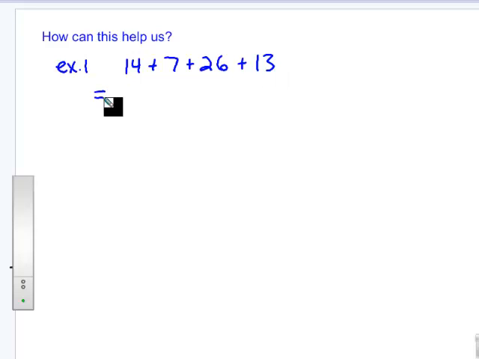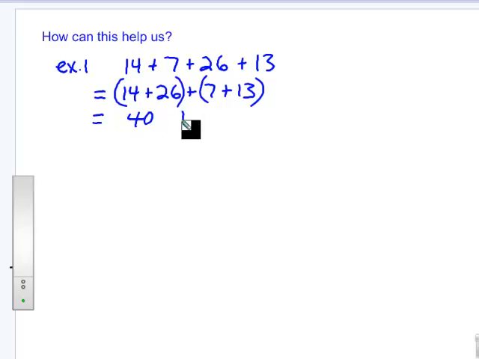Well, first thing I'm going to do is move things around. I can move those numbers around, it's all addition. Commutative property says so. So I'm going to take 14, and I'm going to add 26 to it. And I'm going to do 7 plus 13. Why did I move it that way? Because I know in my head now I'm going to group some things. You're probably doing this all in your head anyway, but these properties are the reason why we can do it. So I'm going to group those two numbers, and those two numbers, and I know that 14 and 26 makes 40, and I know 7 and 13 makes 20, and I can easily add 40 and 20 to get 60.